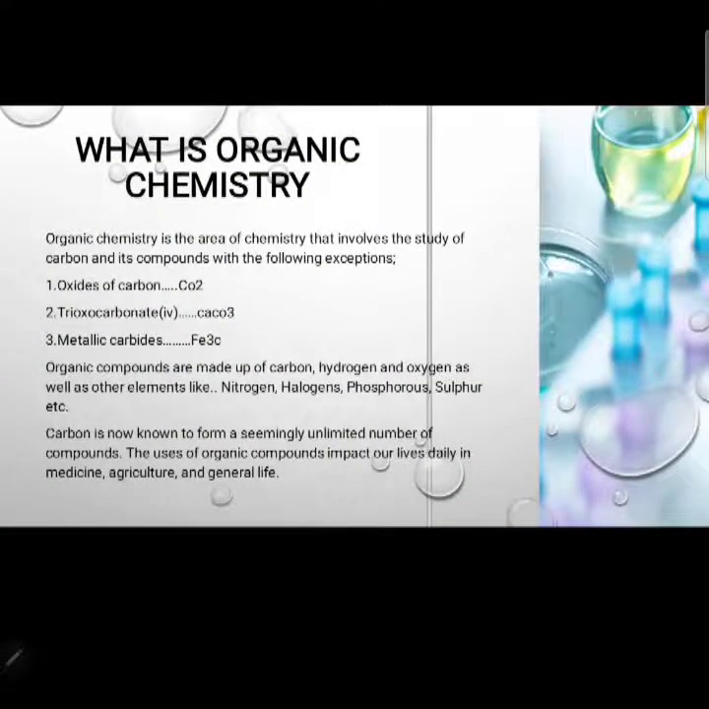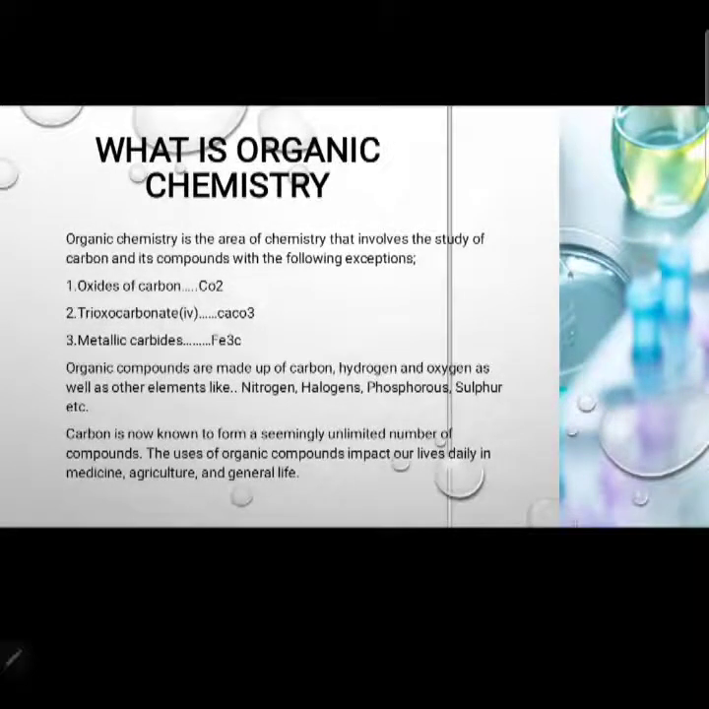So what is organic chemistry? Organic chemistry is the area of chemistry that involves the study of carbon and the compounds that carbon forms. Carbon can combine with so many other elements, so the study of carbon in relation to the way it forms bonds with other elements is what we study in organic chemistry. Now, one may easily say that whichever compound carbon forms with any element, we call that compound an organic compound. No. There are a few exceptions.